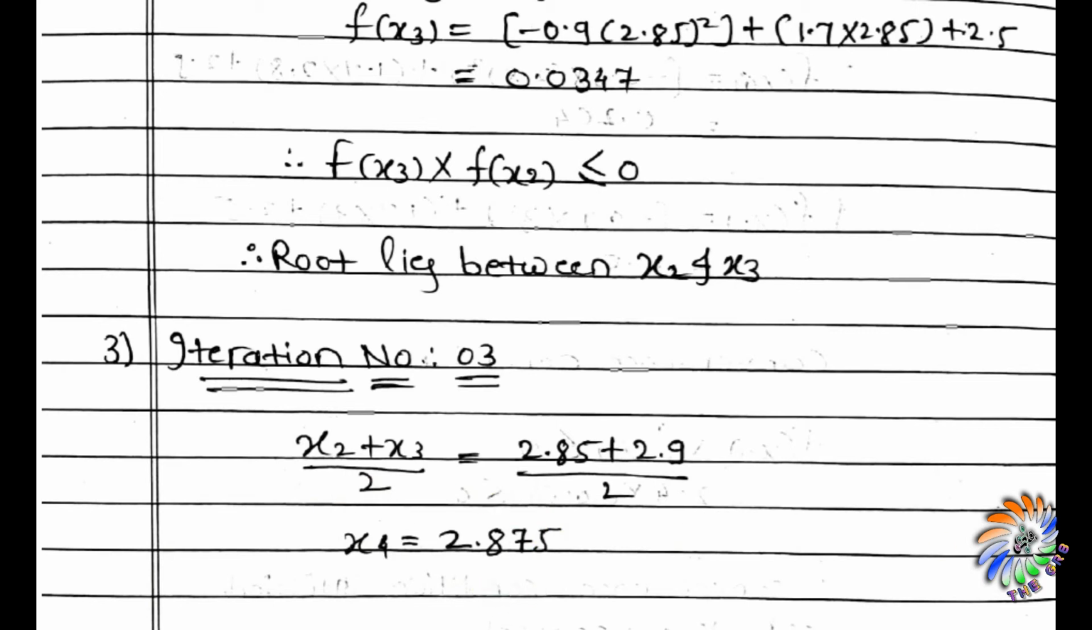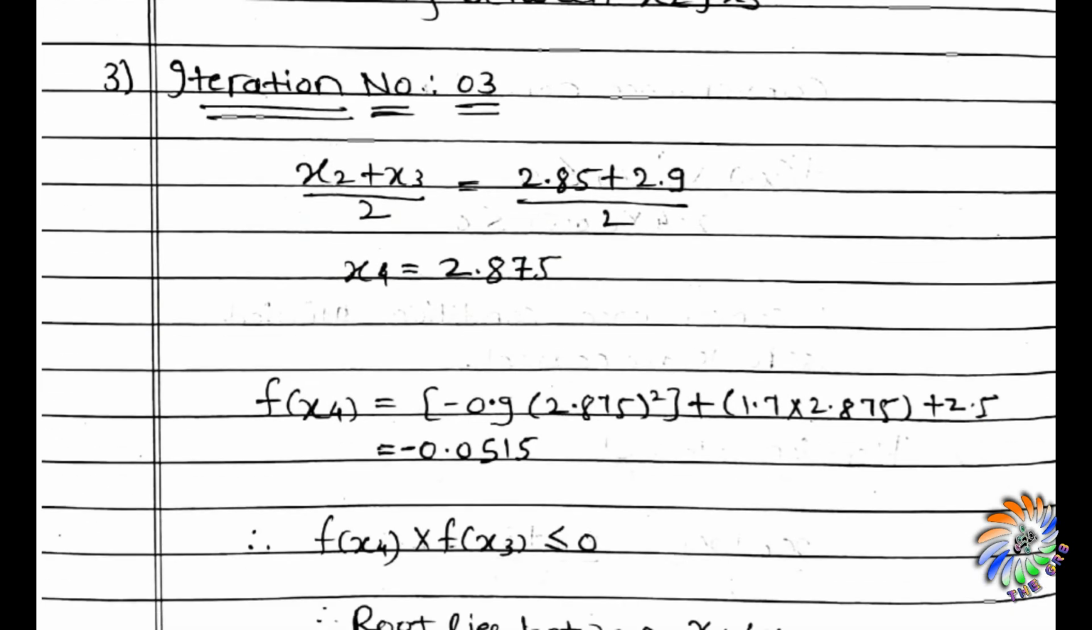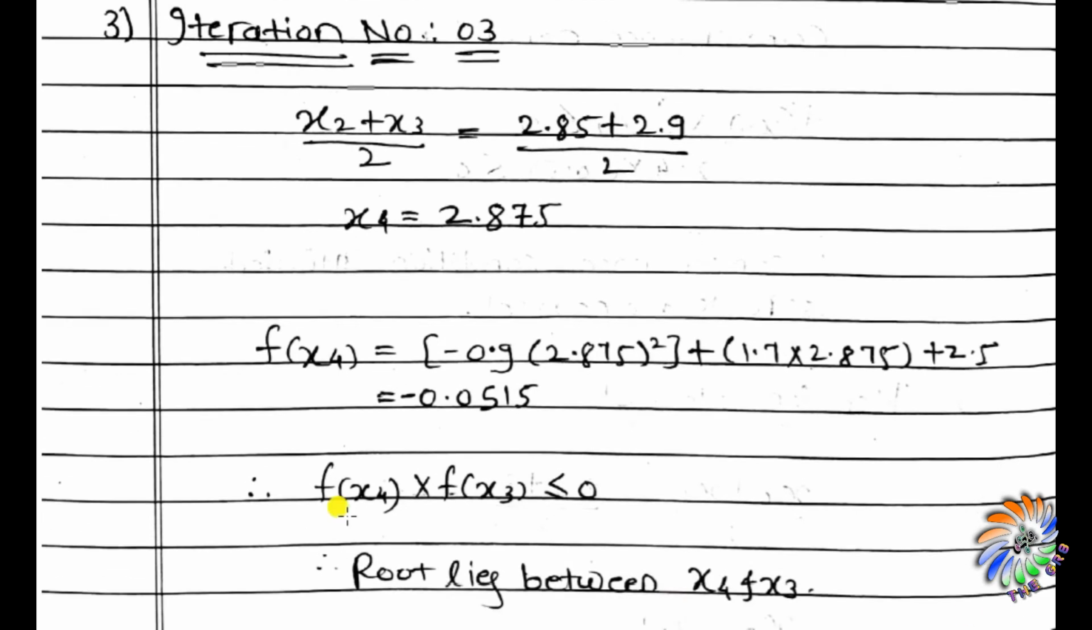But for clarification I have just solved the further steps here. Iteration 4 I have solved. So let's see. Now here we have got the value of x4. Is it clear? Now again the same procedure. Put the value of x4 in the given equation, minus 0.9 into x4 square plus 1.7 into x4 plus 2.5. We'll get the value of f of x4. Okay. Now see here, the sign of this f of x4 is negative. What is our convergence condition? The product should be negative.